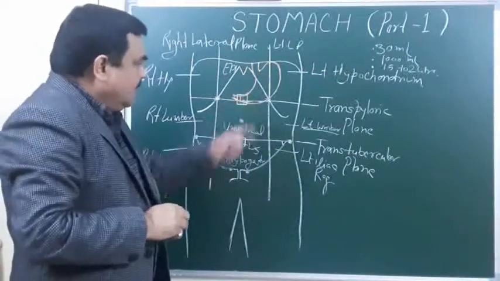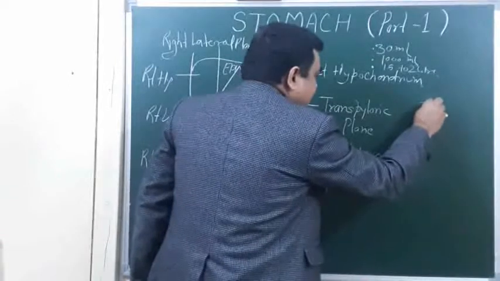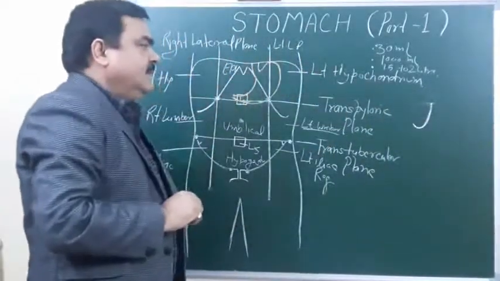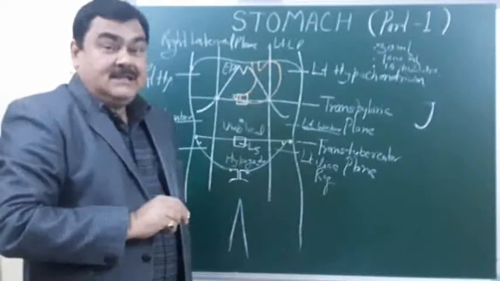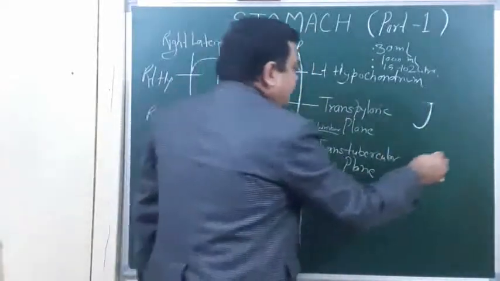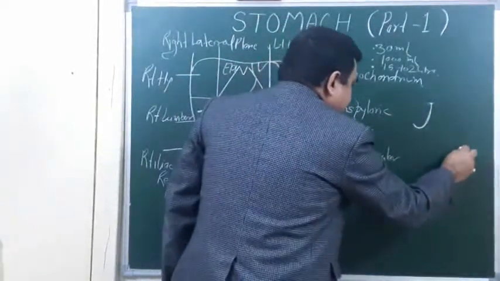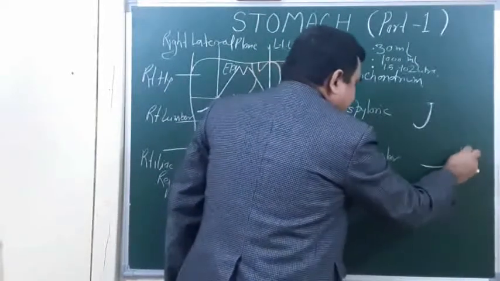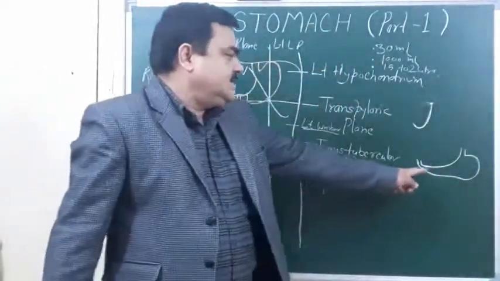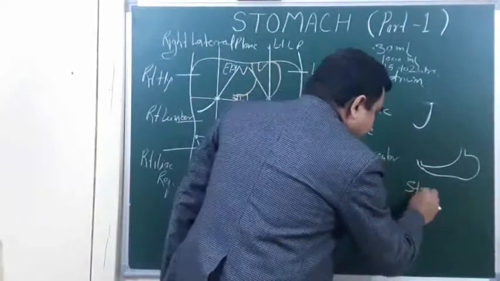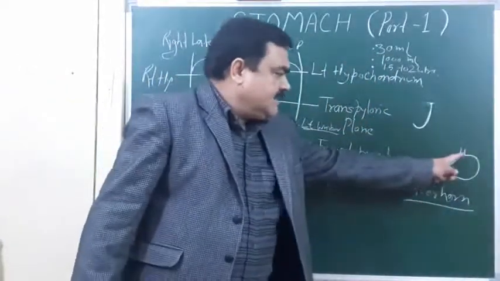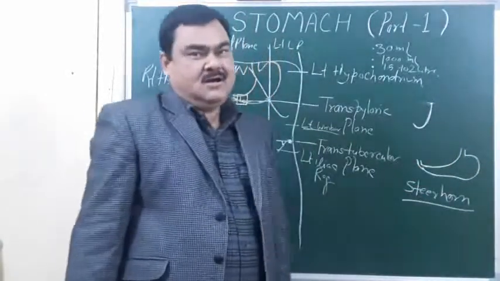Its shape is roughly J shaped. Like this, it's J shaped, in a thin individual. But in a heavy-weight or obese person, its position is like this. It is more horizontal. This is known as steer horn stomach. These are two horn-like structures. So it is a steer horn like stomach.